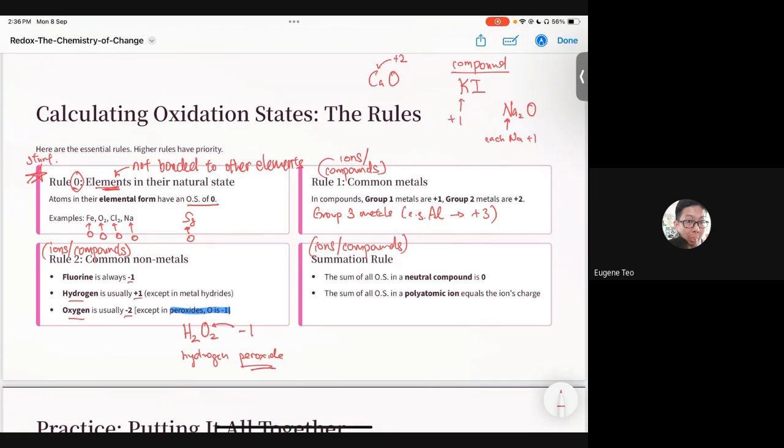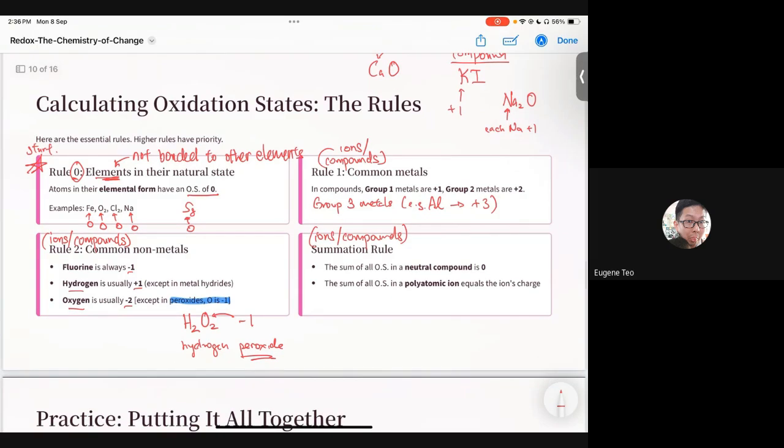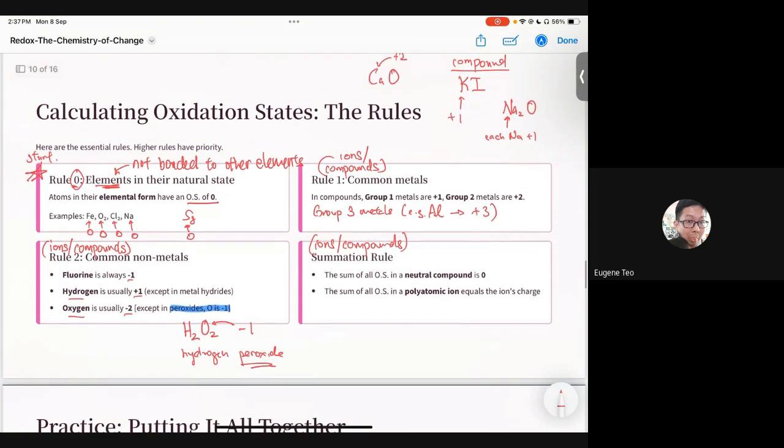Now, we'll go through some examples later so that you can get a sense of how to apply these oxidation state rules. Last one, the summation rule. The sum of all oxidation states in a neutral compound is 0. So for example, let's use Na2O. The top we already mentioned, right? Now, what does the summation rule mean?